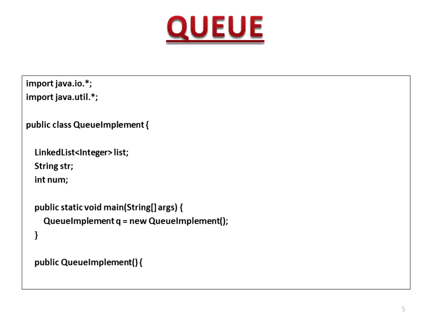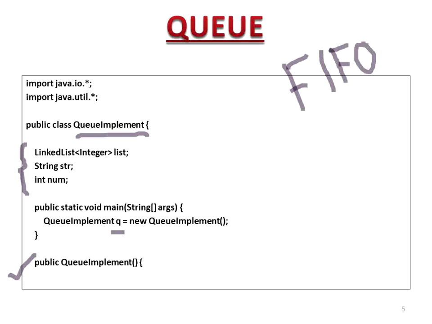So here we have imported two packages, input output package and util package. And then we have a class called queue implement. Yes, this is based on FIFO. Okay, this is based on FIFO. First in and first out. Now we have these variables: linked list, string str and integer number. Then we have main method inside which we have created an instance variable queue for the queue implement. And then we have a function called queue implement.